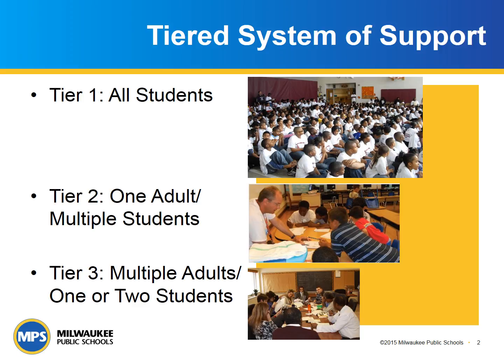Tier 3 is for students who need even more support than is being provided in Tier 1 and Tier 2. This support is usually provided by multiple adults supporting one or two students, or even one adult supporting one student on a one-on-one basis. Research shows that Tier 3 is targeted towards 1 to 5% of the students who need the greatest support.